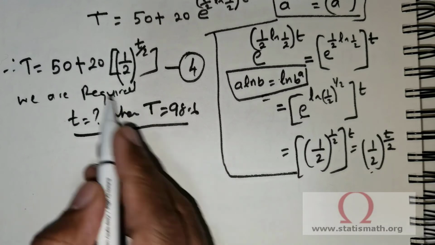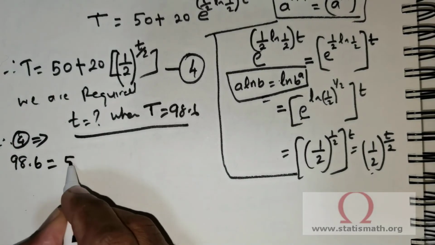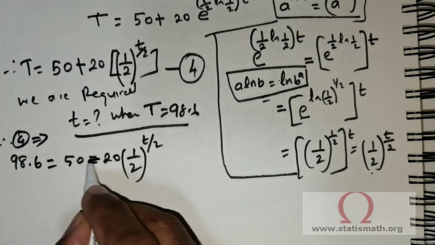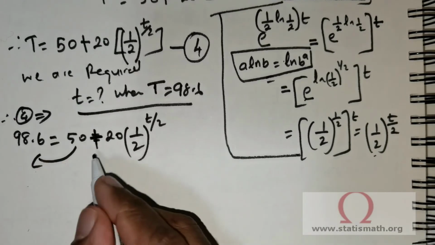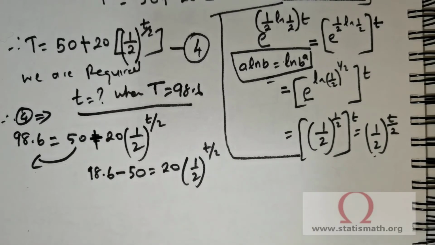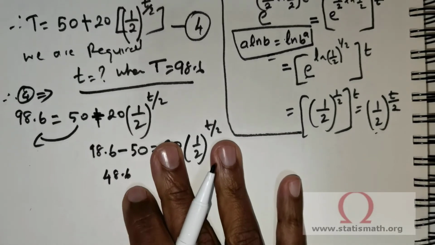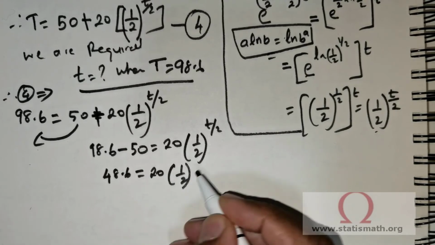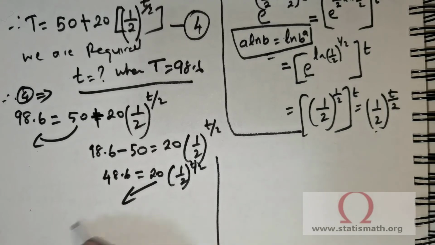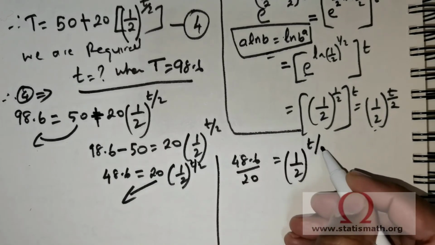Now substituting the value of T here, we would get, so therefore 4 can now be rewritten as 98.6 is equal to 50 plus 20 times 1 over 2 raised to the power t over 2. This is actually positive. I move 50 to the left, so that would give me 98.6 minus 50 is equal to 20 times 1 over 2 raised to the power t over 2. Now this is going to be 98.6 minus 50, that's going to be 48.6, and that is equal to 20 times 1 over 2 raised to the power t over 2. So this is what I have got. Now I'm going to move this to the left, and that would mean I've got 48.6 divided by 20 is equal to 1 over 2 raised to the power t over 2. So this is what I get.